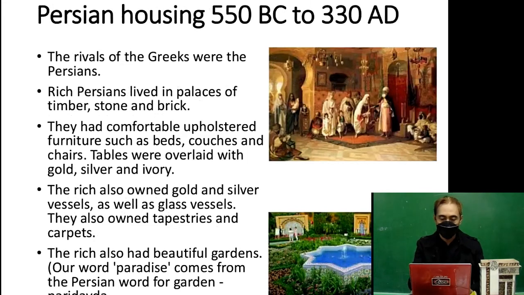Persian housing. The rivals of the Greeks were the Persians. Rich Persians lived in palaces of timber, stone, and brick. They had comfortable upholstered furniture such as beds, couches, and chairs. Tables were overlaid with gold, silver, and ivory. The rich also owned gold and silver vessels as well as glass vessels. They also owned tapestries and carpets. The rich also had beautiful gardens. Our word paradise comes from the Persian word for garden, paradeda.